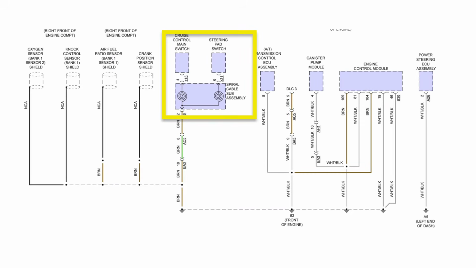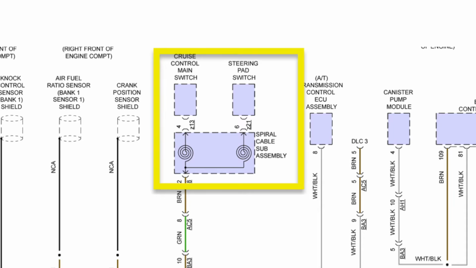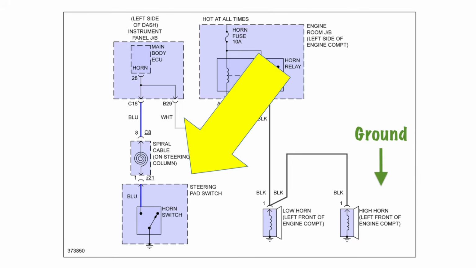Tracing the ground path back to the battery is similar and usually easier using the ground distribution diagram. This one shows the horn switch ground. But wait a minute, that's not the same as shown here, is it? Again, keep in mind that block diagrams are simplified diagrams.